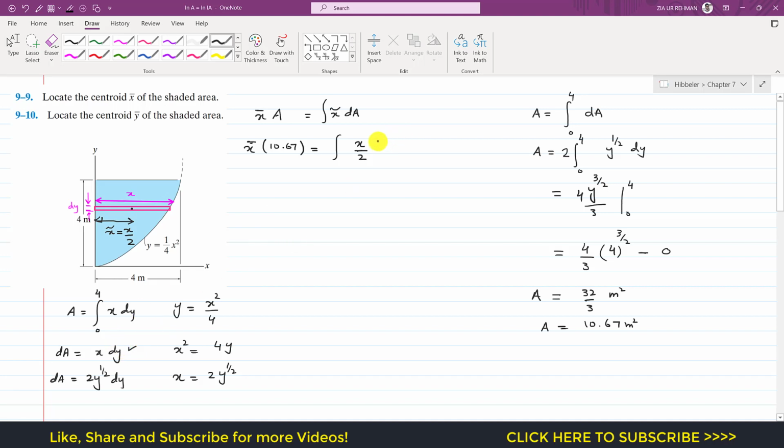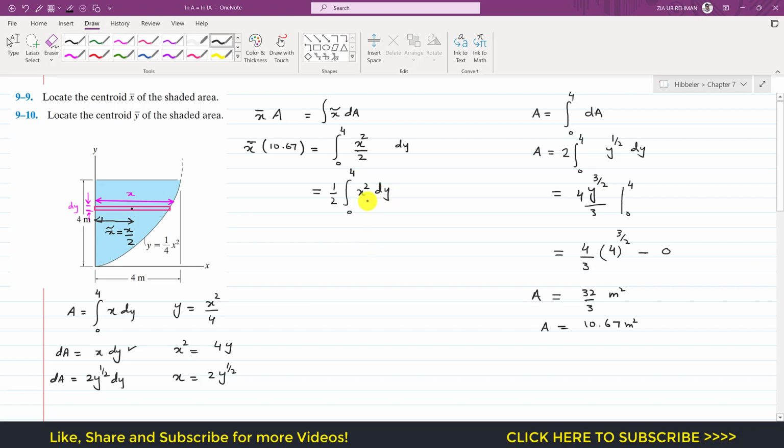If I multiply this, it will become x squared divided by 2 dy. So we can write that this is 1 divided by 2 x squared dy, and since the integration is with respect to y, the y limits are from 0 to 4. So we need to integrate this from 0 to 4.